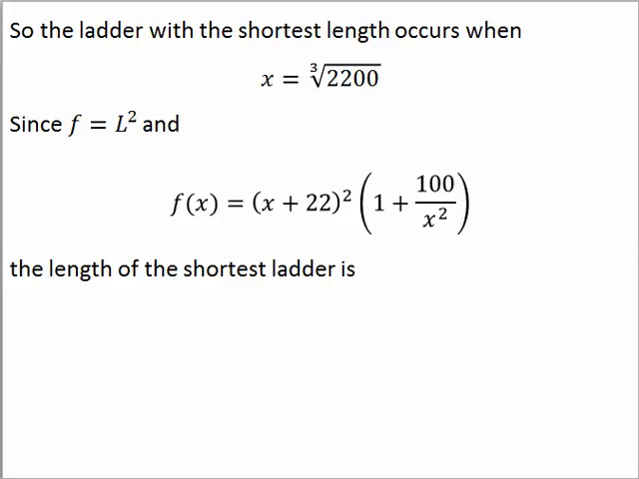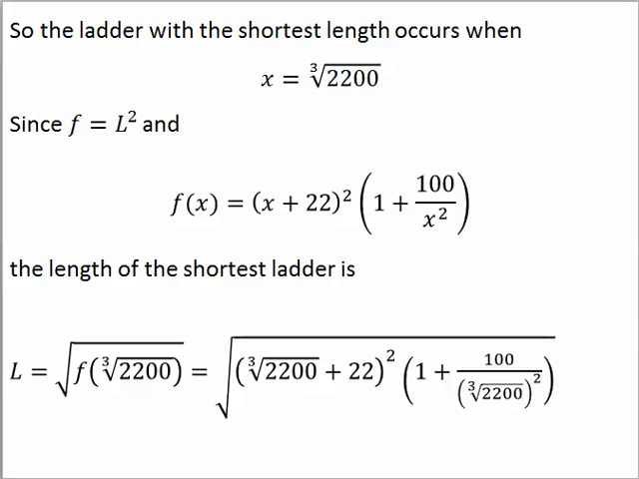Recall f is not the length of the ladder. The square root of f is the length of the ladder. So to find the length of the shortest ladder, what we need to do is take this x value and evaluate f at that x value, third root of 2200. And then after we evaluate f, we need to find its square root.